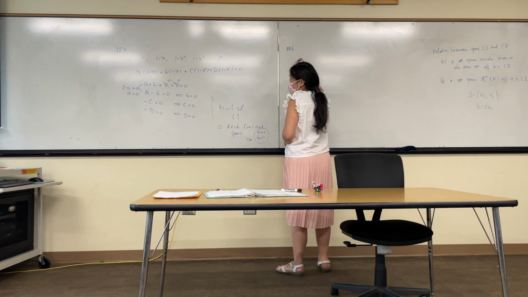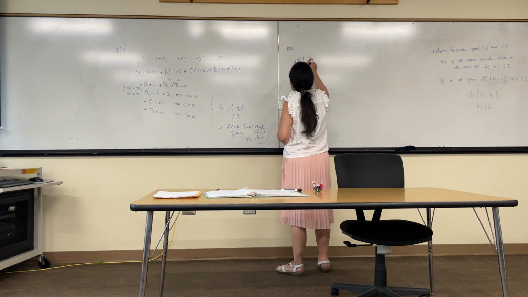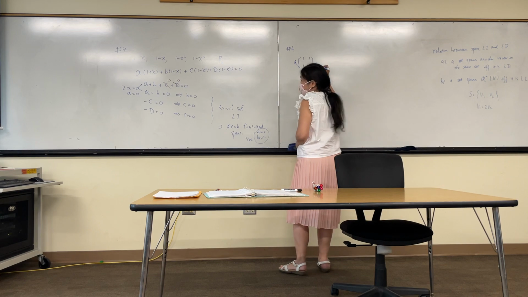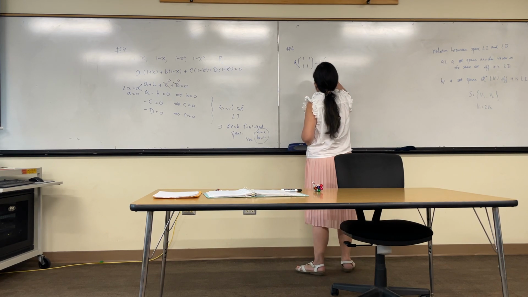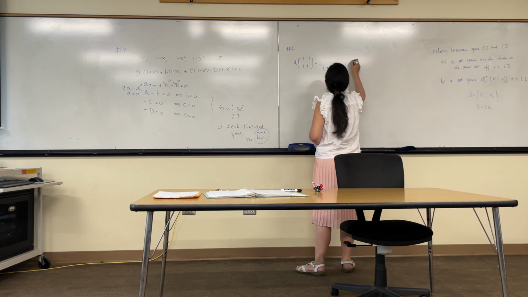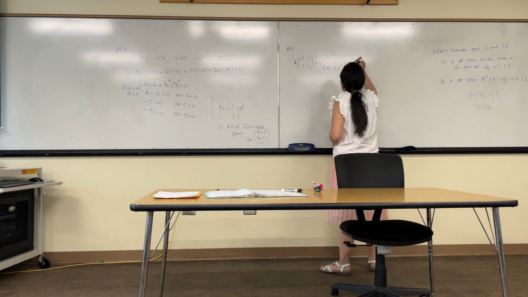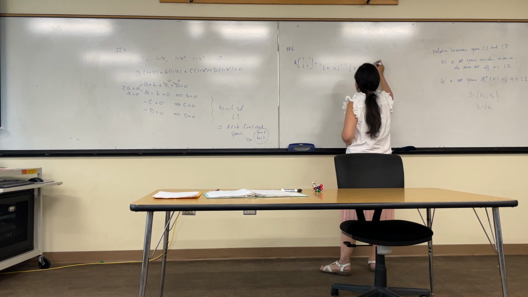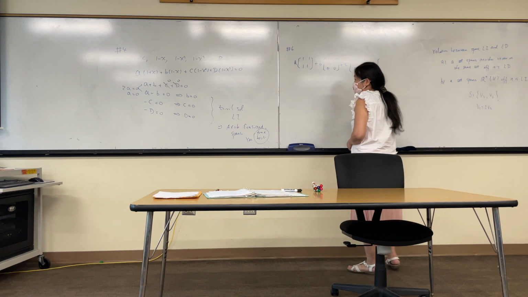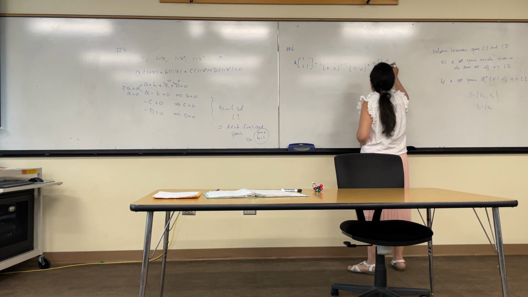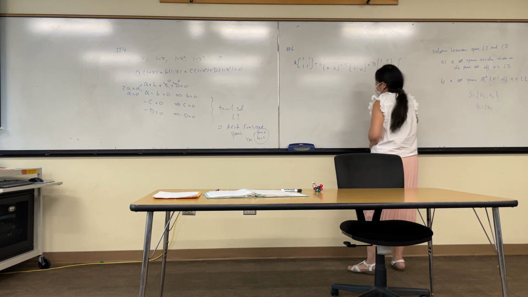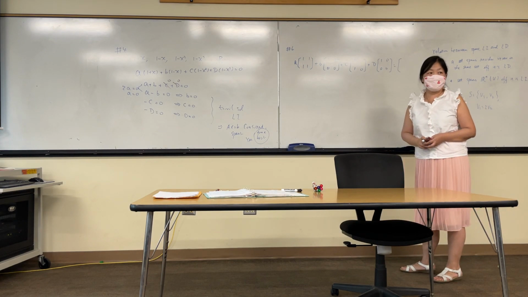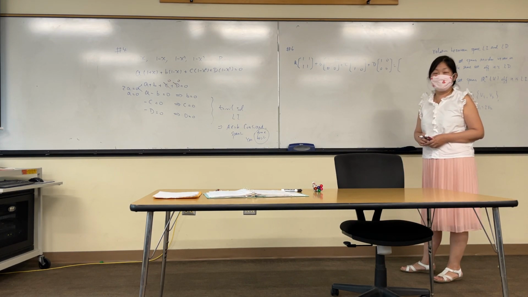Okay. So A: 1 1 1 1. There's a lot of writing, isn't it? B: 1 negative 1 0 0. C: 0 negative 1 1 0. D: 1 0 0 0. What do I need it to become? I need it to become what? 1 1 1 1. What is it?